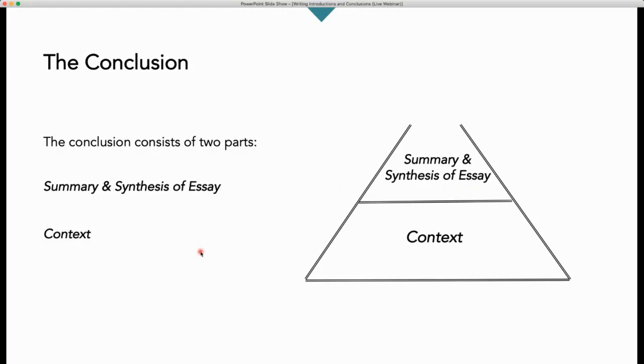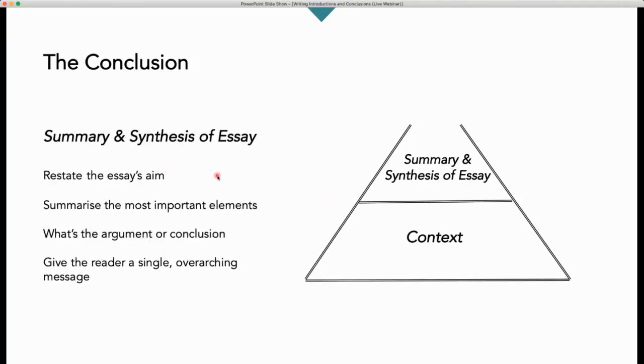But it's reversed in structure: summary and synthesis, and then context. So let's quickly go through both. Summary and synthesis is about restating the essay's aim. More often than not, the first sentence of a conclusion won't be "in conclusion, blah, blah, blah." It will more often than not restate the essay's aim. So it will say something like, "This essay has focused on." Try and avoid saying "in conclusion."